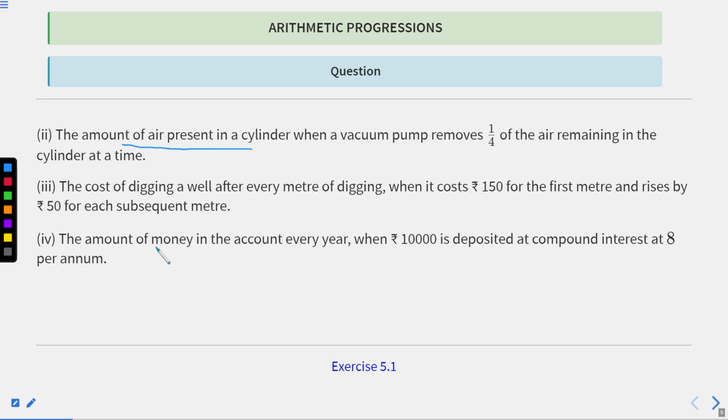The amount of money in the account every year when 10,000 rupees is deposited at compound interest at 8% per annum. Now let us see question number 4. In question number 4, it says the amount of money in the account every year when 10,000 rupees is deposited at compound interest at 8% per annum. Let us solve this problem.